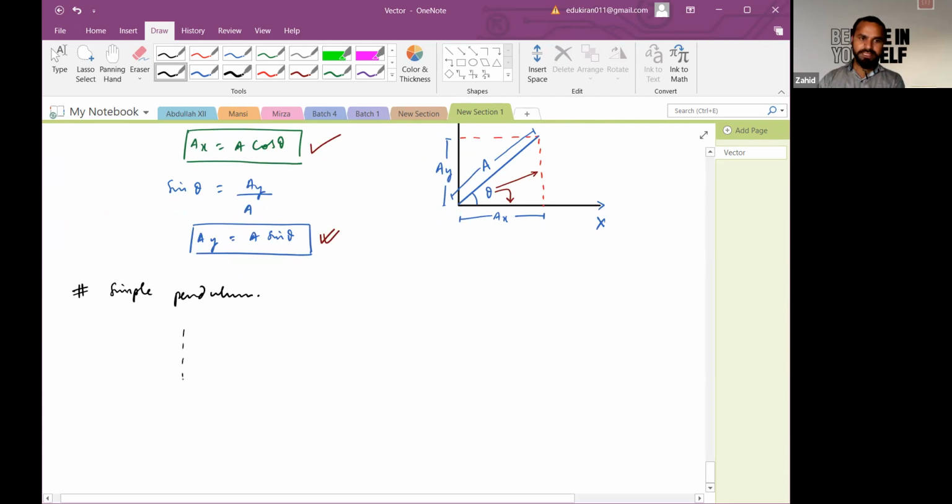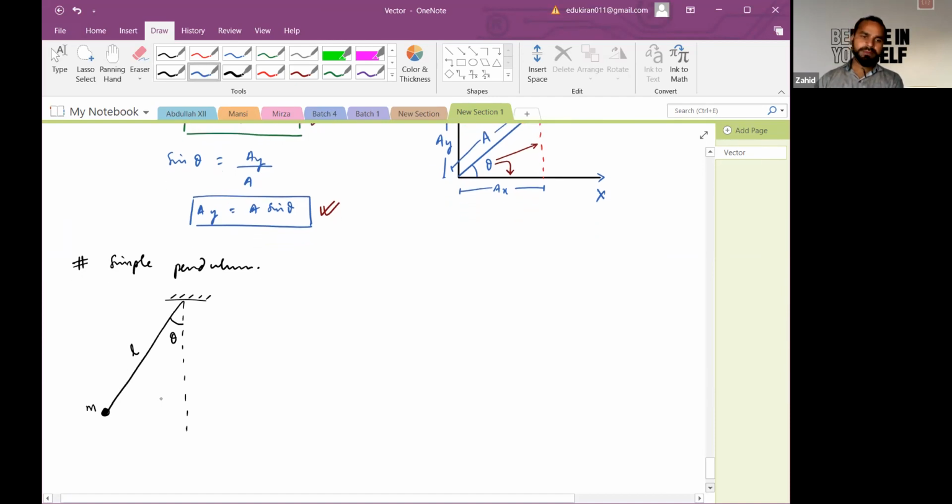Suppose you have a vertical line and there is a support from which a bob is hung, having mass m, using a string, let's say at some inclination theta. The length of the string is L and the mass of the bob is m. Now this bob must be experiencing a force in the downward direction like this. So it will be m times g due to gravity.